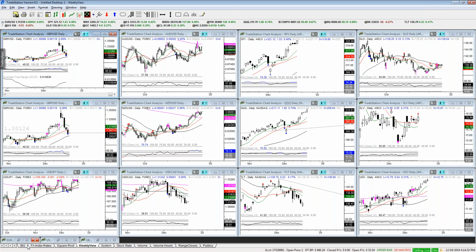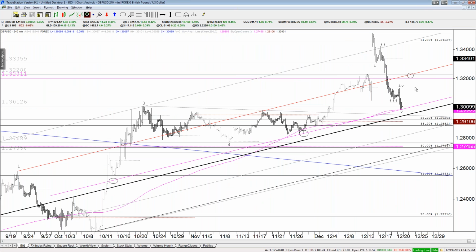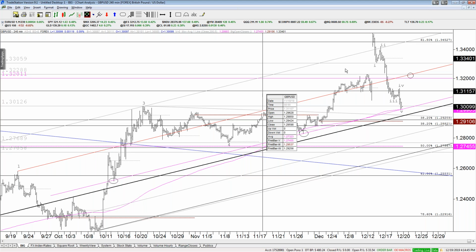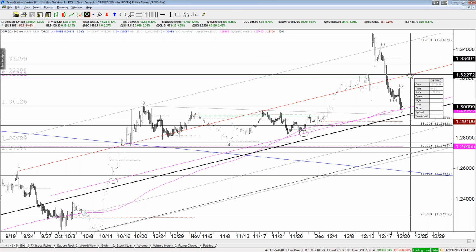We'll see what happens here, but I like the idea. I'm looking back towards the 132 kind of 30 area. Again, that is the parallel here, which you can see does cross a number of levels. Could be a good short up there.